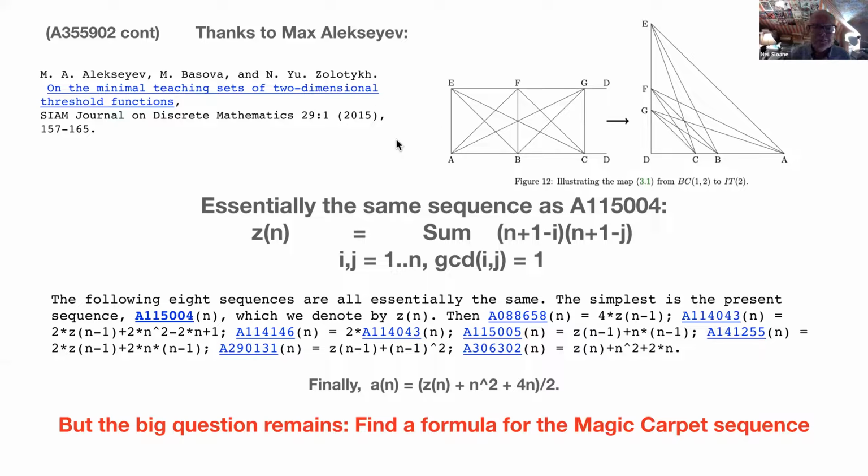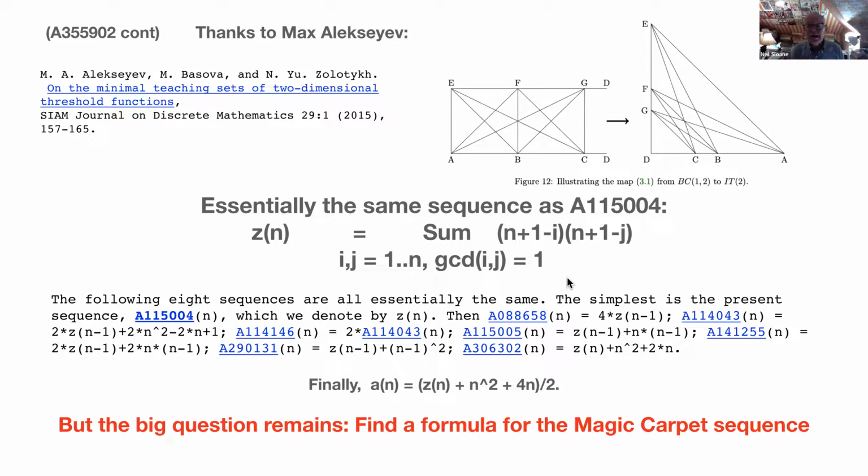Okay, so Max said you can prove that by mapping it using a rational transformation. You can map these nodes onto the nodes of a right triangle. And this is a diagram, a graph that we analyzed in a paper when we were studying teaching sets of two-dimensional threshold functions. And so he had a formula, and that formula gave us a formula for that. And that gives a formula for the problem I was looking at.